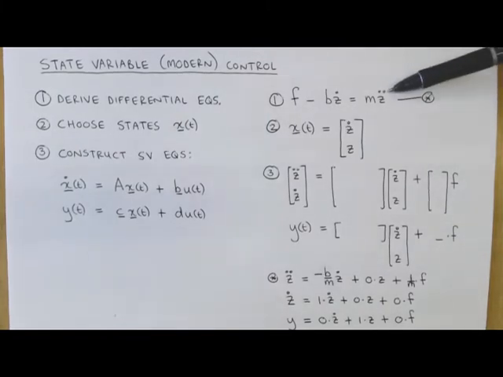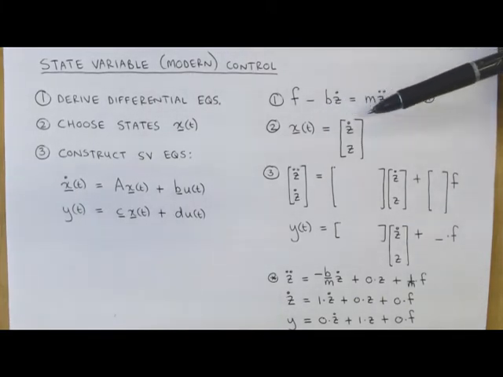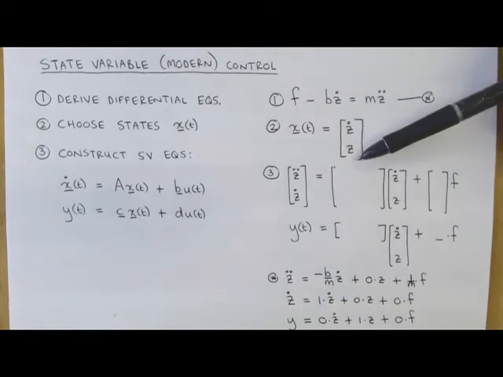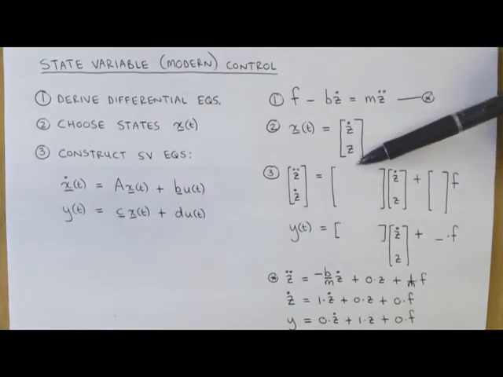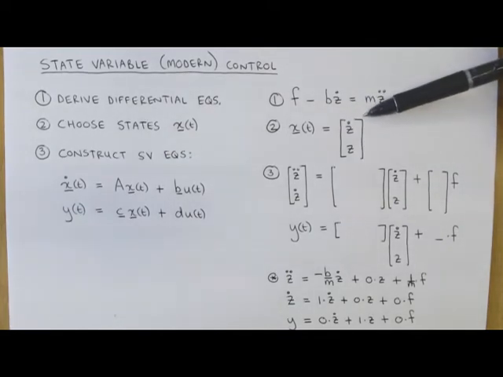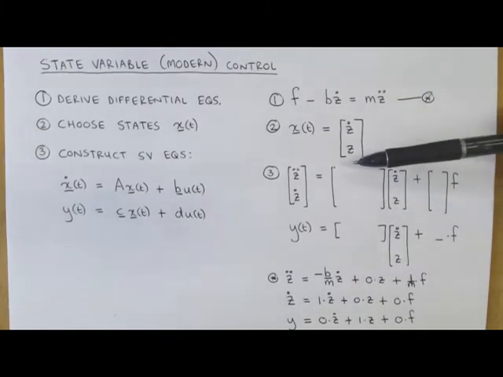Step 1. The differential equation is the same as previously. Step 2. For this example, we choose the velocity z dot and the displacement z as the two states, and the state vector is therefore given by this column vector. The state variable equations should now have the following form.